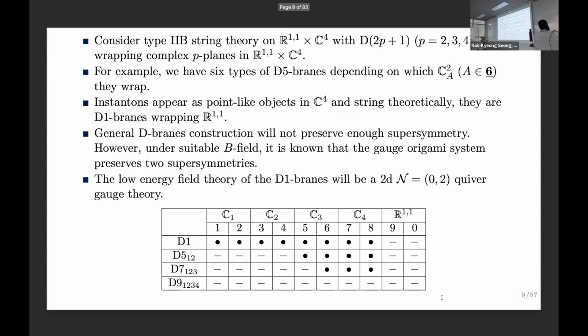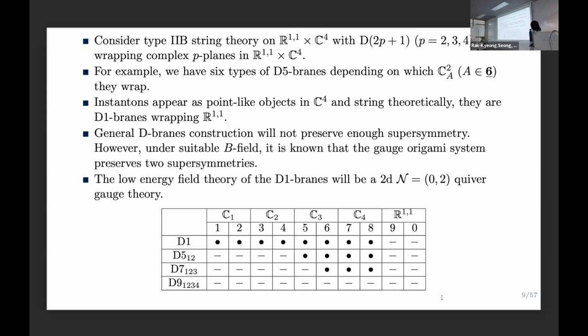You can wrap D-branes on each of those subspaces. For example, we have six types of D5 branes depending on which C2 we wrap, and we can choose D1 branes wrapping the remaining two-dimensional space. This is an example of the brane setup. A general D-brane construction will not preserve enough supersymmetry, but under a suitable B-field, the system will preserve 2 supersymmetries.